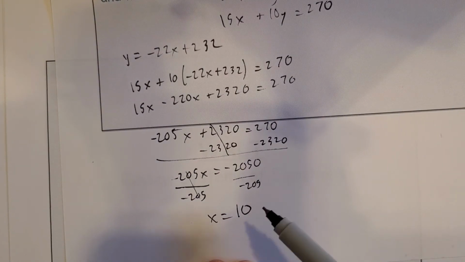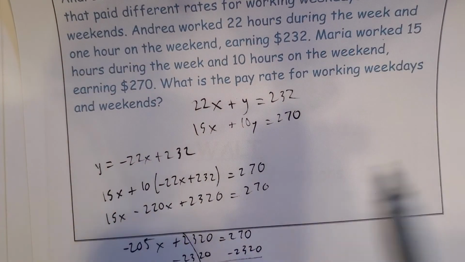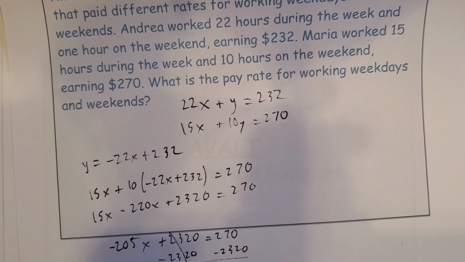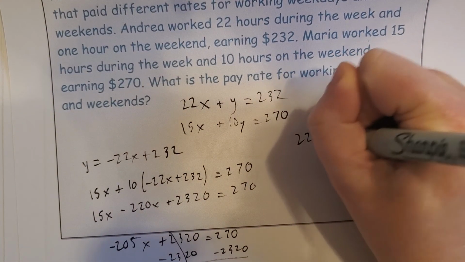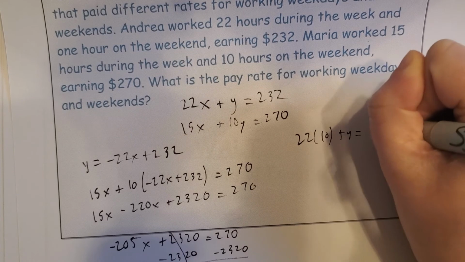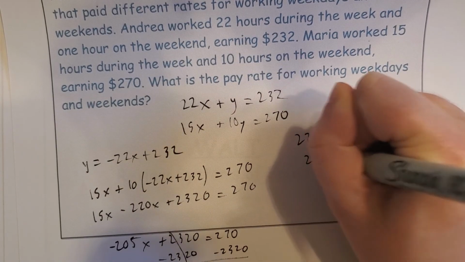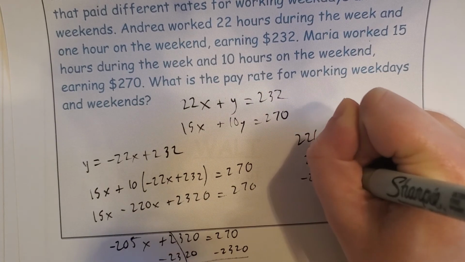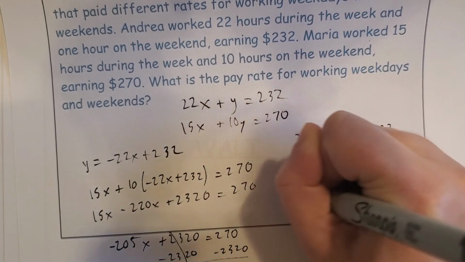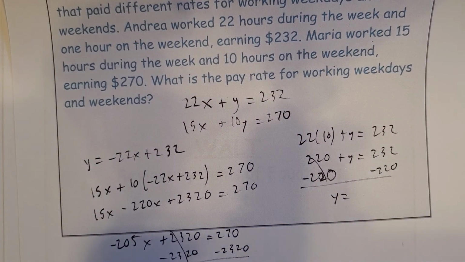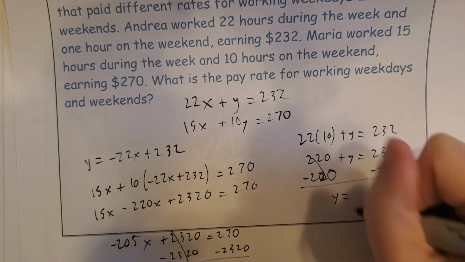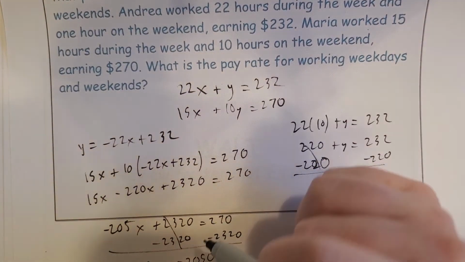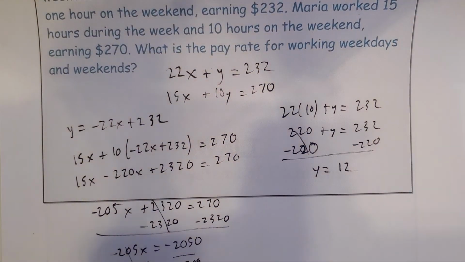And finally, we're going to take that 10 and plug it back into either one of the two originals. I think the first one has slightly smaller numbers, so we'll go with that. So this is 220 minus 220, and that's 12. So again, the phrasing: we said X represented the weekdays, during the week.